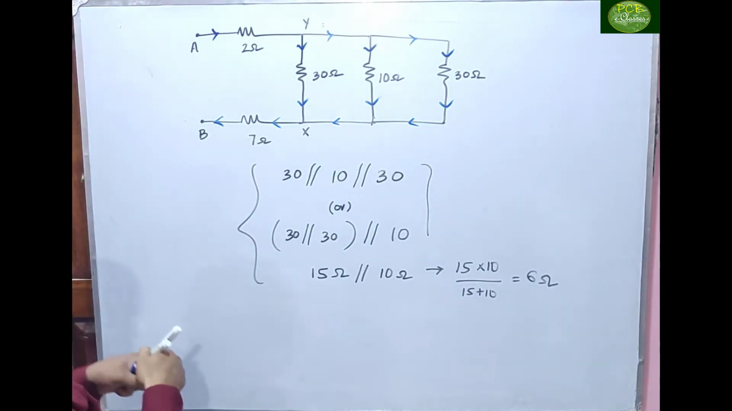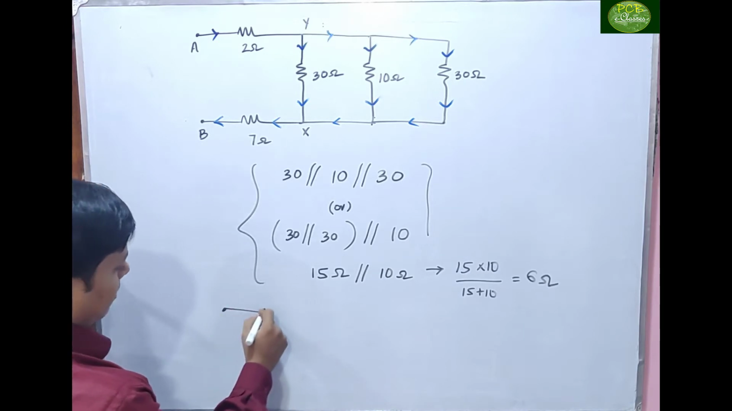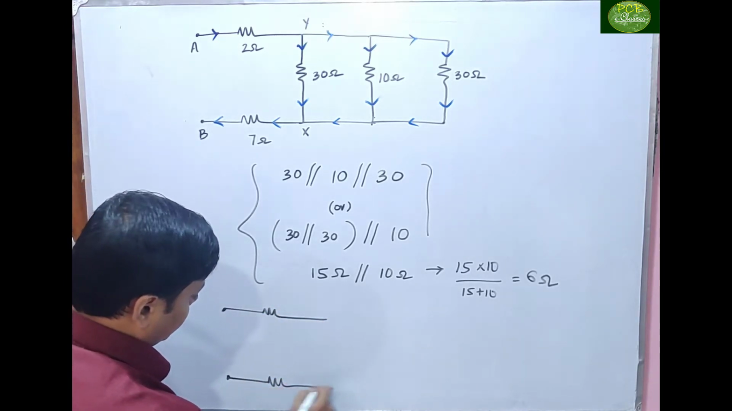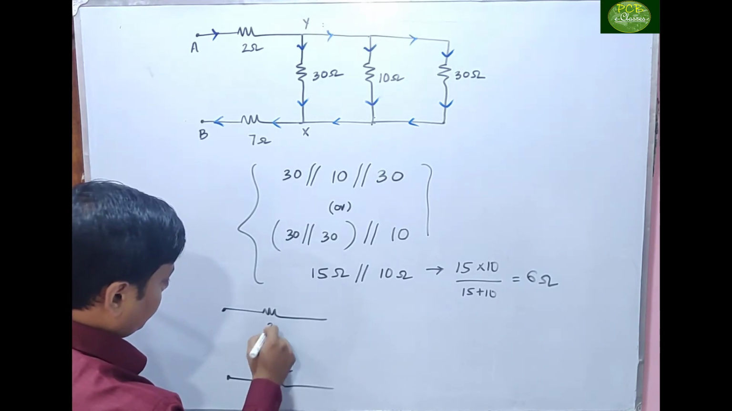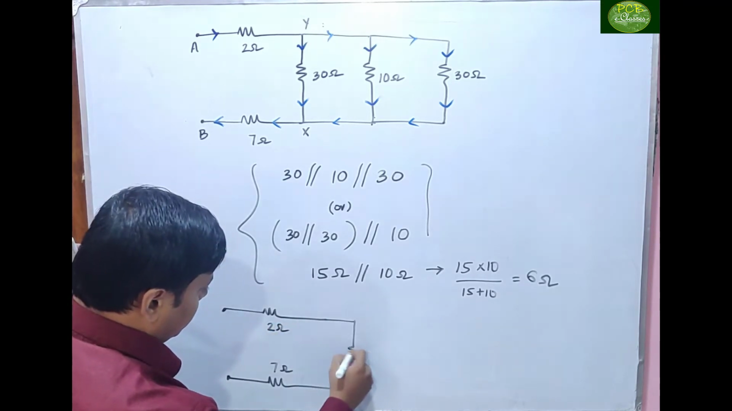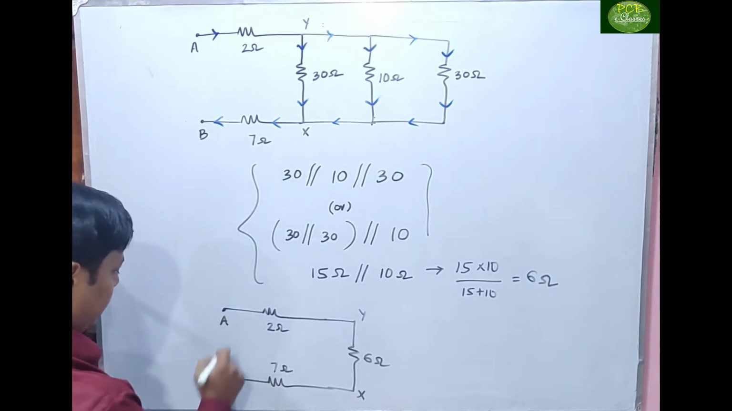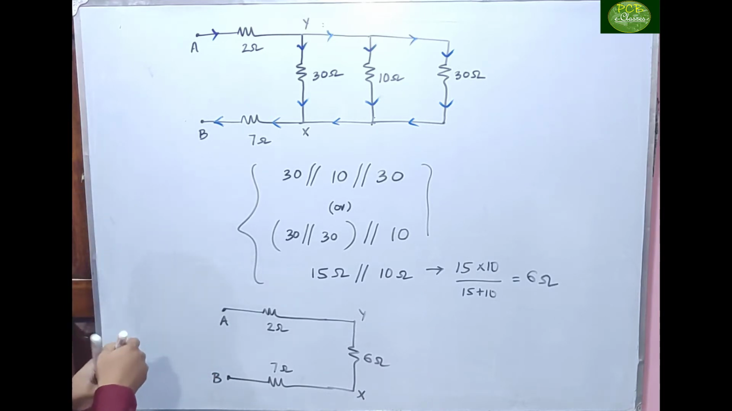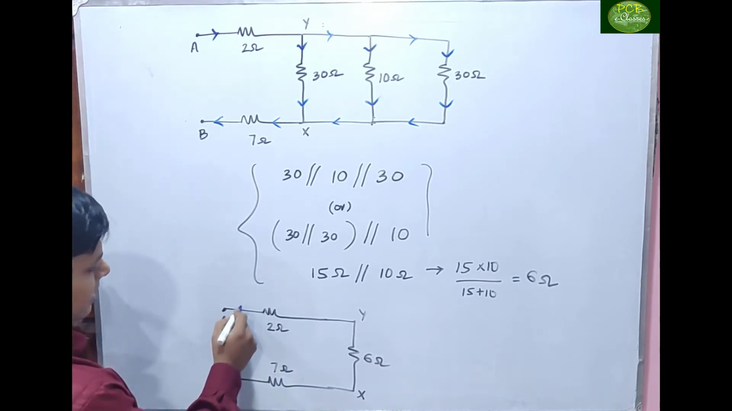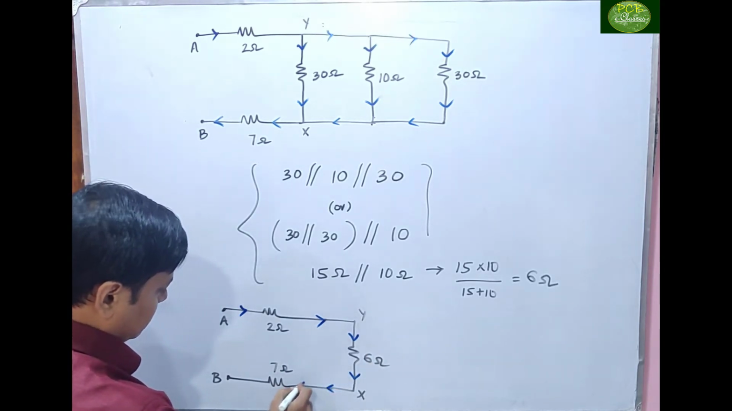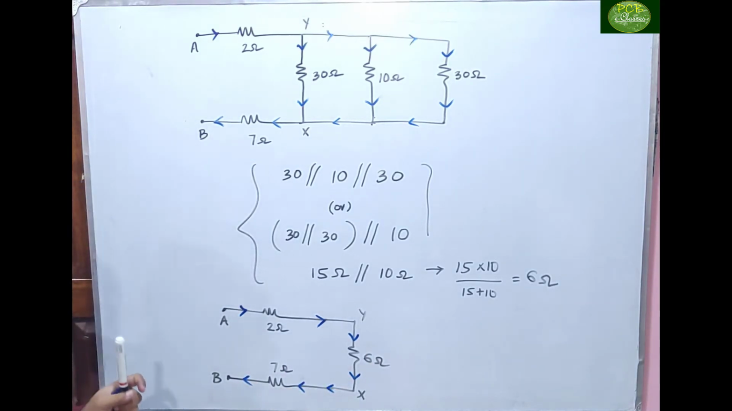So I'll redraw the circuit diagram. This is A, 2 ohm, this is B, 7 ohm, and here it is 6 ohm, y, x. This is A, B. So what is the current direction? Enters. Fine, this will be the current direction.